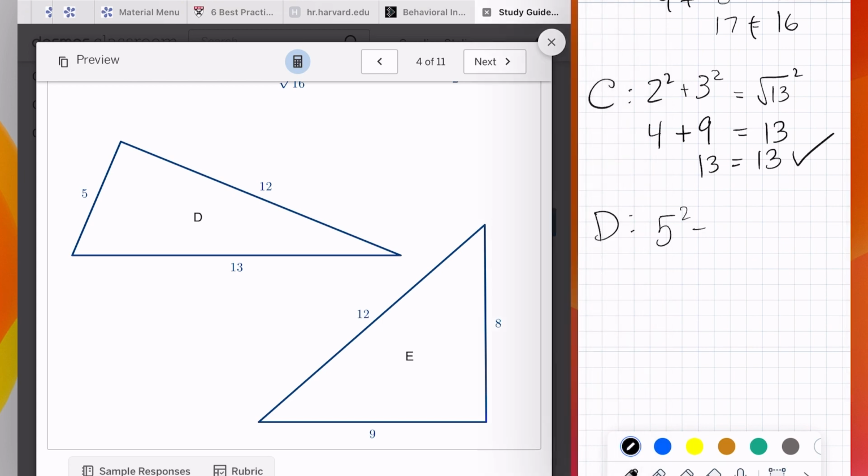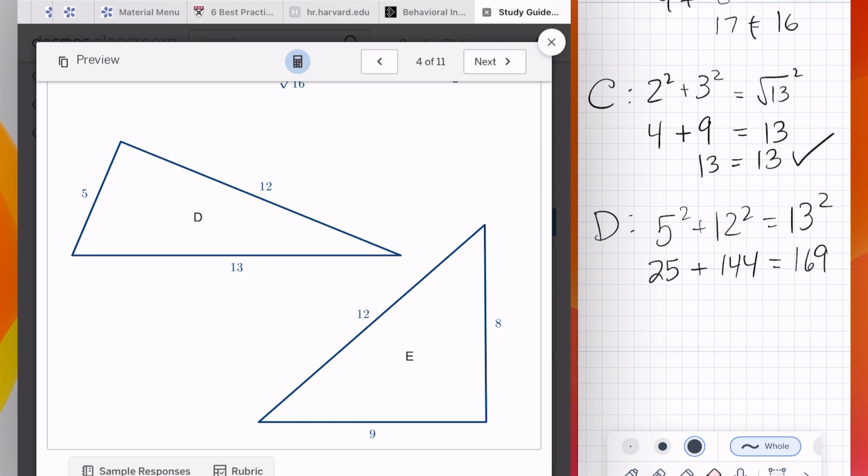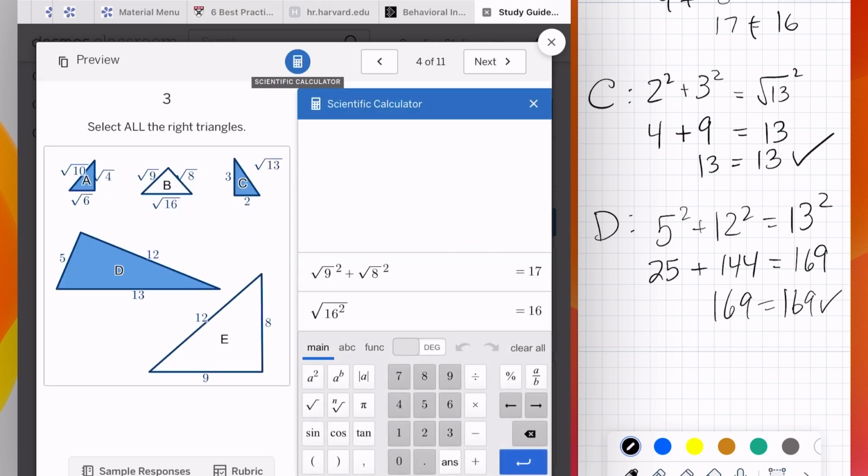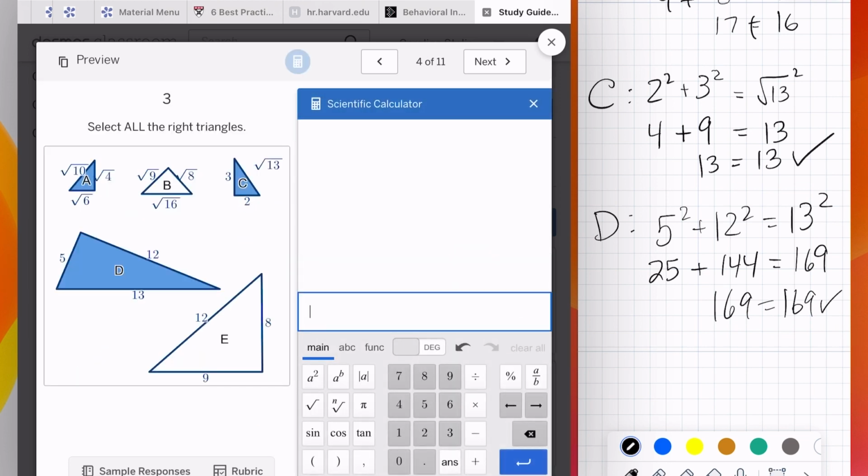D, 5 squared plus 12 squared equals 13 squared. 5 squared is 25, 12 squared is 144, and 13 squared is 169. Again, you could use a calculator for that. Then we do 25 plus 144, and you will get 169. So 169 equals 169, so that one is also going to be a right triangle.